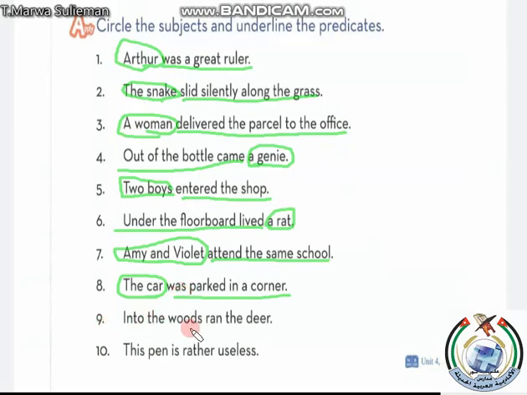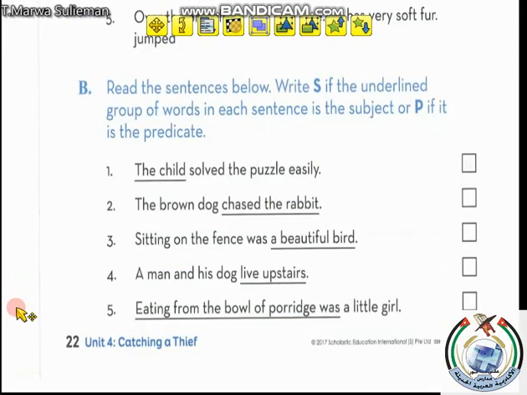Number 9. Into the woods ran the deer. Here the subject comes after the predicate. The deer is the subject, and ran, here we have the verb, so into the woods ran is the predicate. Number 10. This pen is rather useless. This pen is the subject. Is rather useless is the predicate. Is is the verb. So this is the answer of the question on page 50.